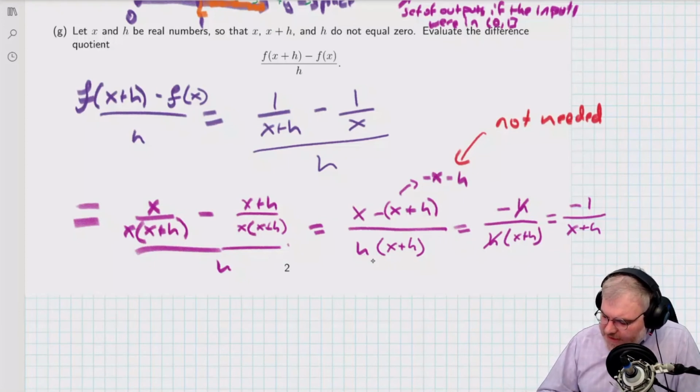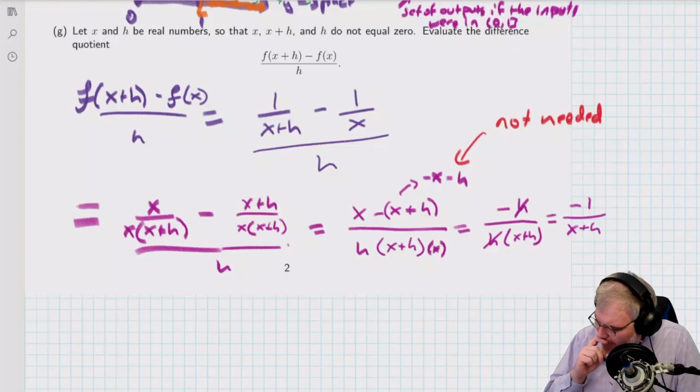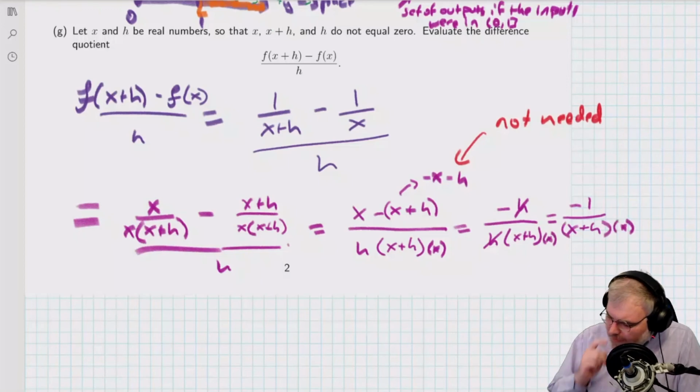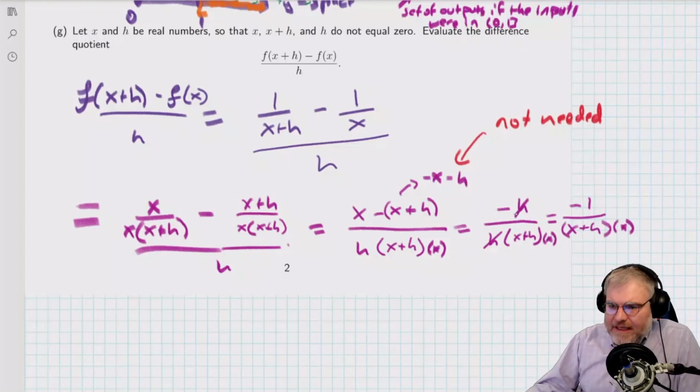And then the h stays. I'd move both of these down. Oops, there should be another x in here. Sorry about that. I'd move both of those down. And then the negative h and the h cancel here. They become 1. So I wind up with a negative 1 over x plus h times x.